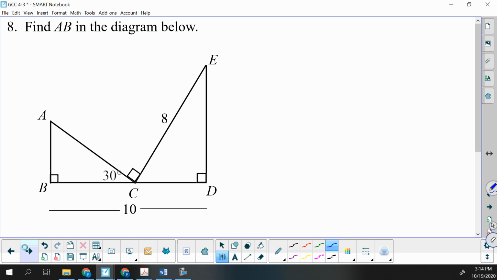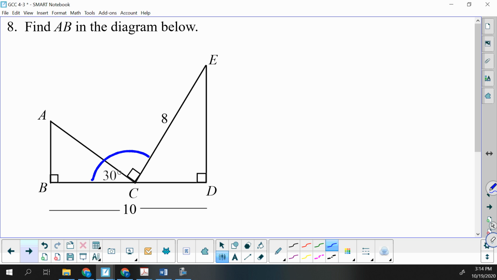And we'll use that idea in our last one for the video. So in number 8 on the next page, we have two triangles. So I want you to think to yourself, which one should we start with, the left hand or the right hand? Well, we should start with the right hand because we have the 8 there.